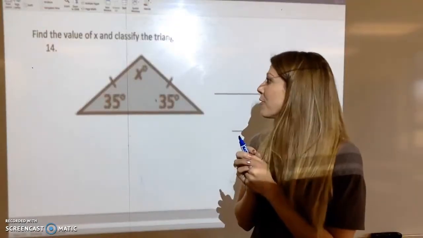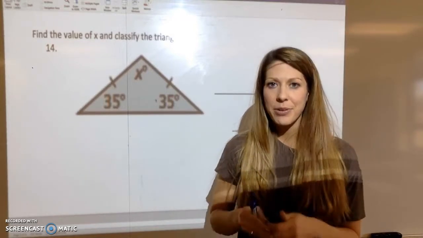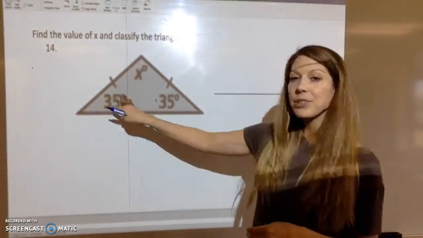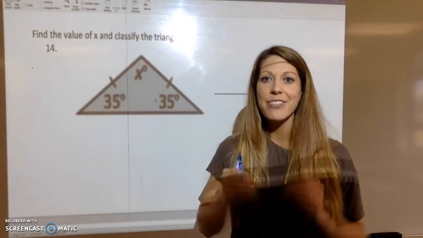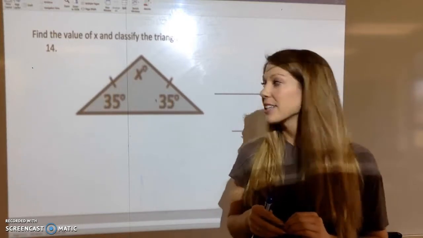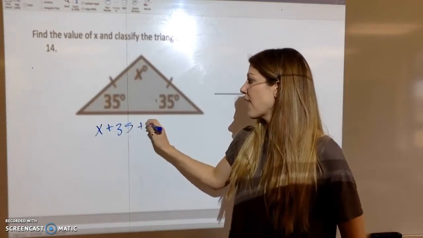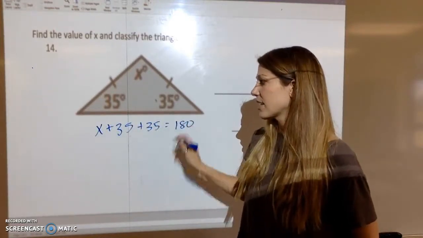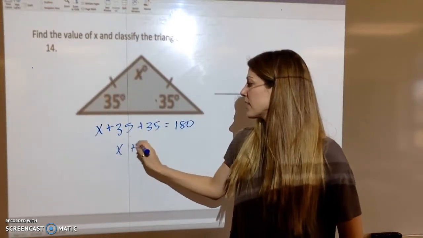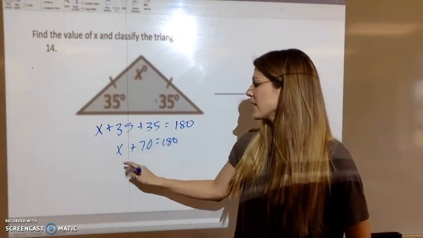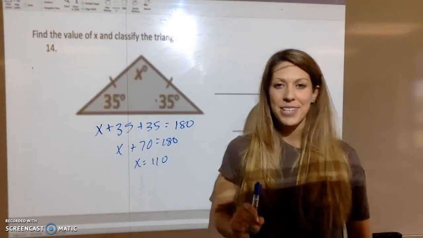All right, on number 14, we are finding the value of x, but we're also classifying the triangle. So let's start with finding the value of x. The angles of a triangle, if you remember, all three of them have to add up to 180 degrees. Every triangle, the three angles add up to 180 degrees. So we know that if I take x plus 35 plus 35, it needs to be 180 degrees. Well, 35 and 35, that makes 70. So if x plus 70 equals 180 degrees, that means I have 110 degrees left over for x. So x equals 110 degrees.